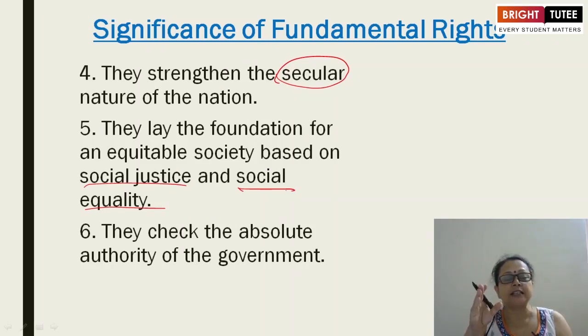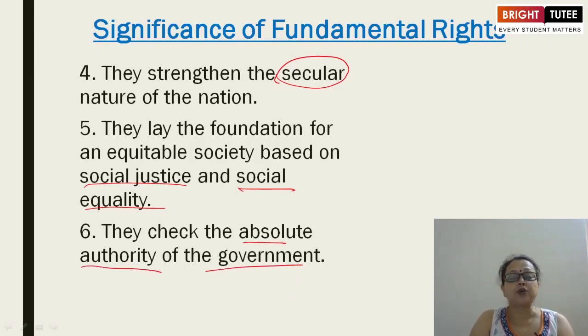So the social justice and the social equality. This is the importance of fundamental rights, because it is justifiable by the court of law. They check the absolute authority of the government. How? Suppose we are not satisfied with the working of the government, if we have started getting a feeling that the government is becoming an absolute authority, then we have the right to check the power of the government.